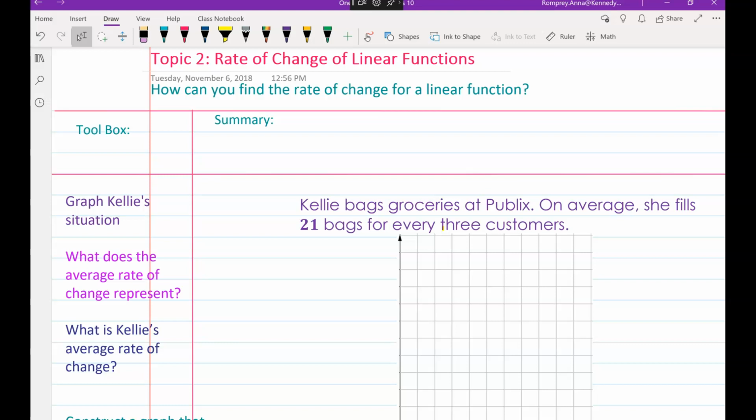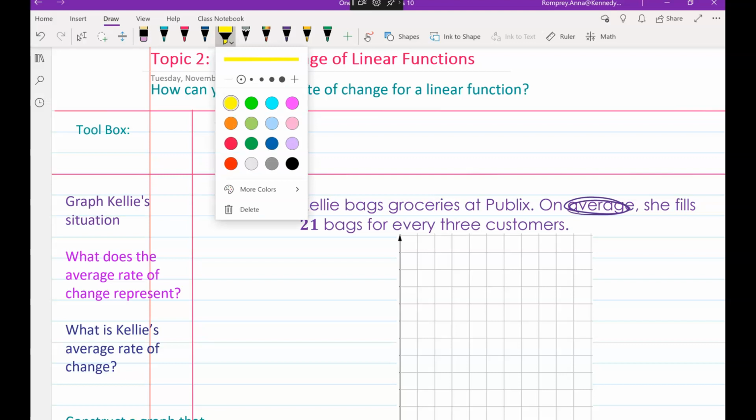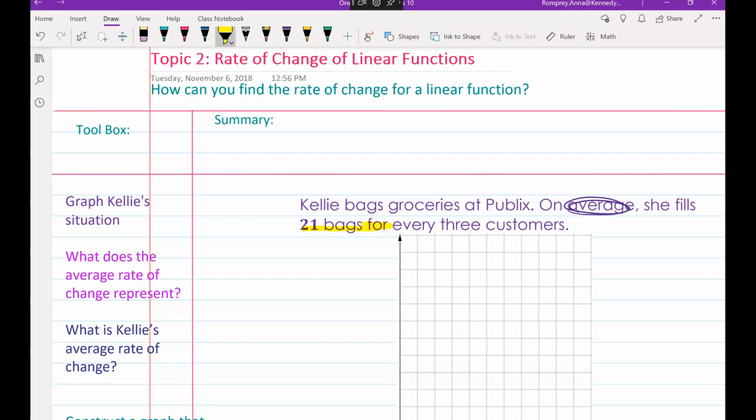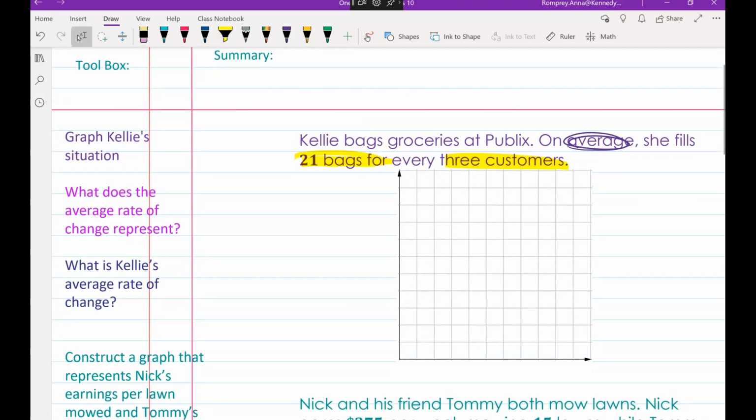It says Kelly bags groceries at Publix. On average, she fills 21 bags for every 3 customers. I circled average because everybody doesn't have the same number of grocery bags. Like, that's not going to happen. So on average, 21 bags for every 3 customers. So it wants us to graph Kelly's situation.